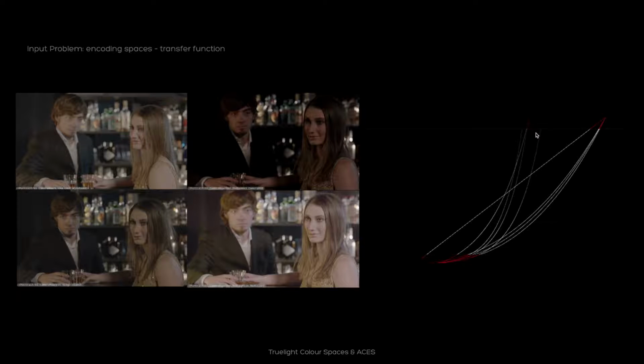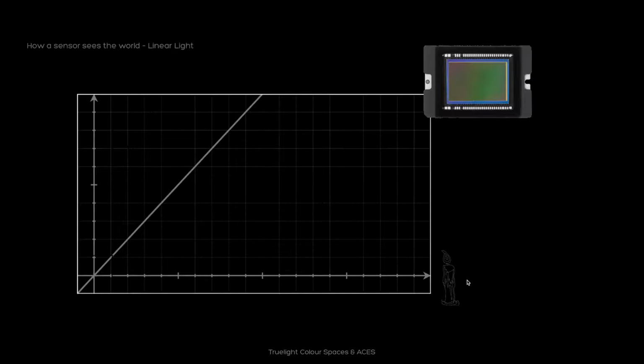On the right we see some different transfer functions, Log-C, Red Log, S-Log and so on. We see they are all slightly different. You could ask the question, why are they all different? First we examine how a sensor sees the world. Each sensor, no matter if it is from an ARRI Alexa, Red Dragon, Sony F65 or your handy camera.